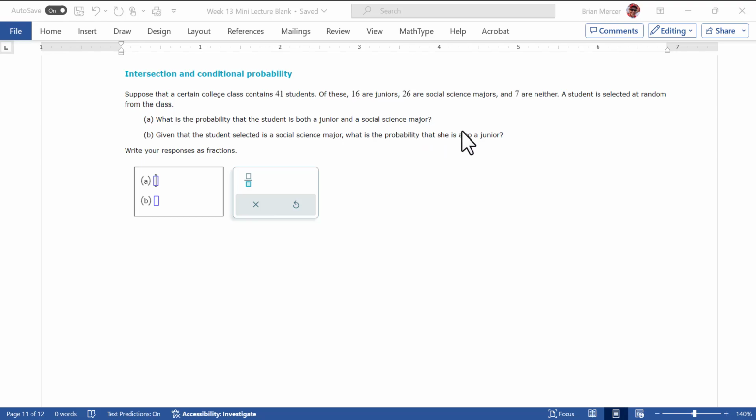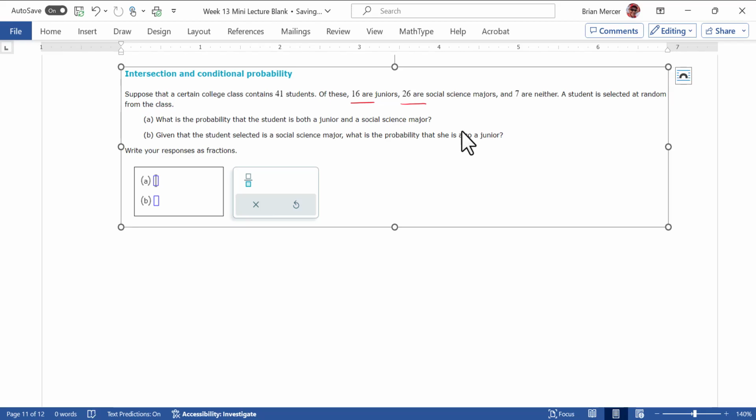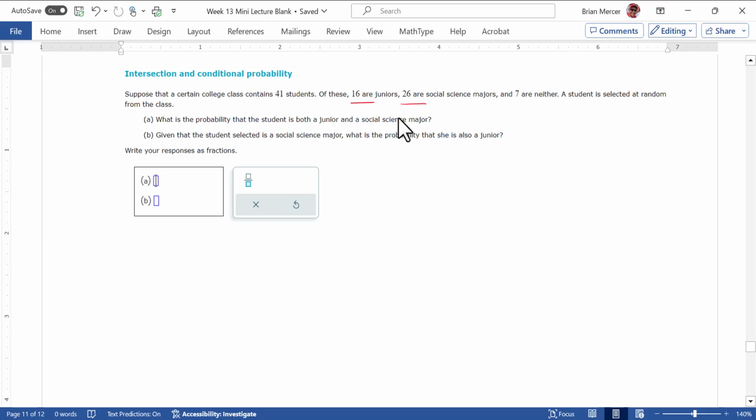So important to note as you're reading this question, there's some overlap between these categories. In other words, 16 are juniors, 26 are social science majors. It doesn't necessarily mean those groups are separate. In other words, it's possible to have some social science majors who are juniors and some juniors who are social science majors. So when you look at this, that's an important thing to note at the beginning.